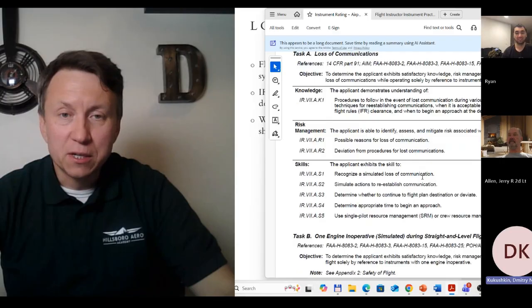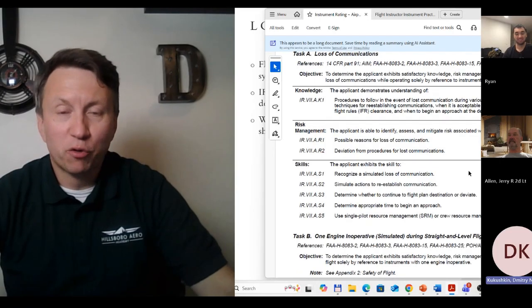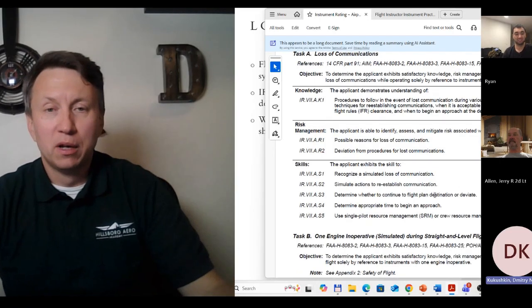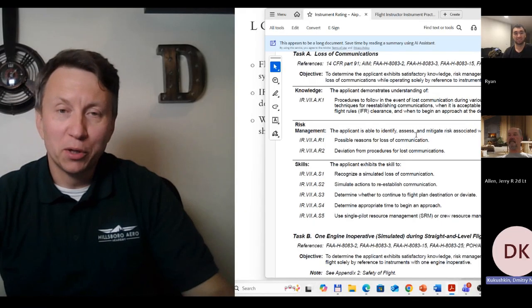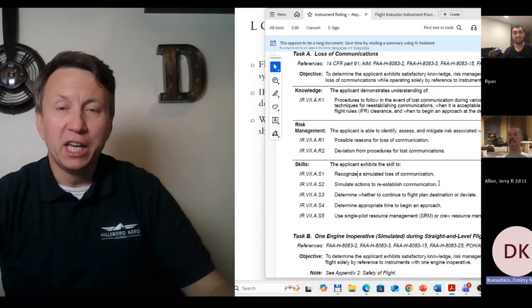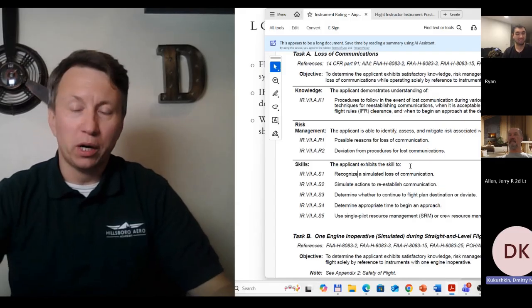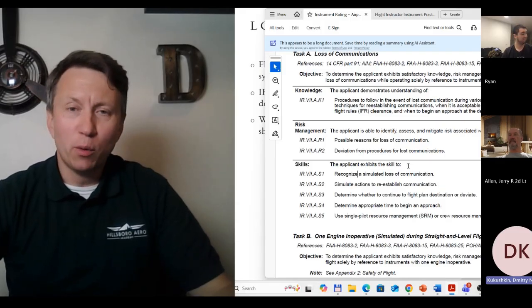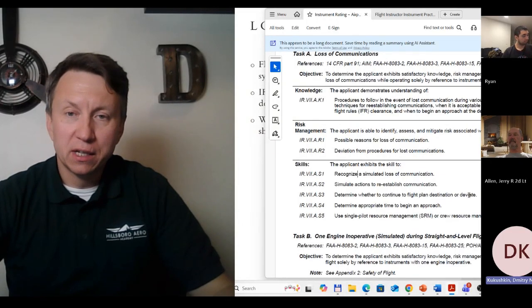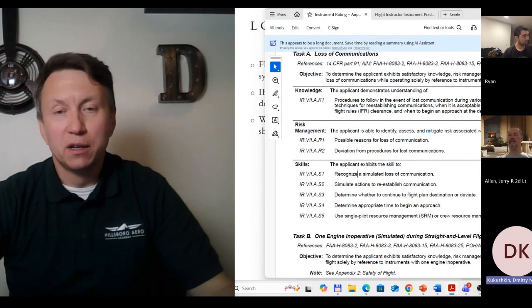And the skills, recognize the loss of comms, makes sense, you don't hear them. Well, although we'll talk about this more. Simulate actions, so when you'll be flying, you may be put in a situation where a DP says, okay, well, now suddenly you lost comms, what do you do? Determine whether to continue the flight to the planned destination, or deviate.